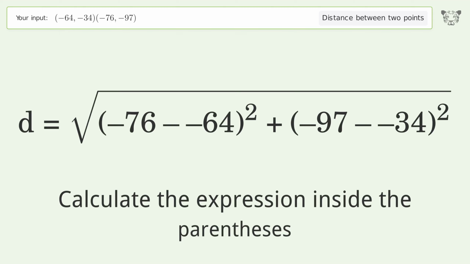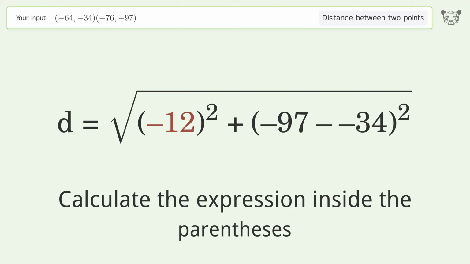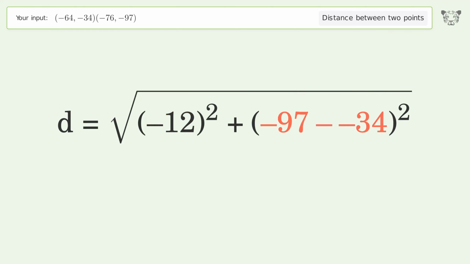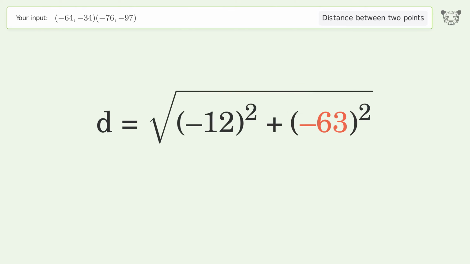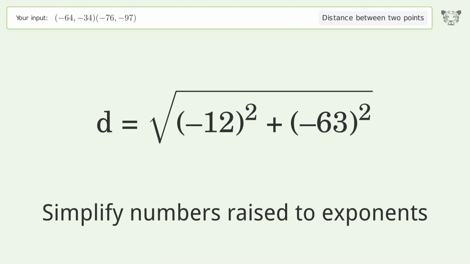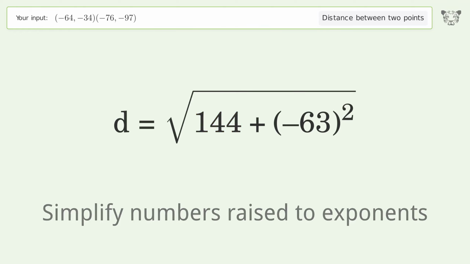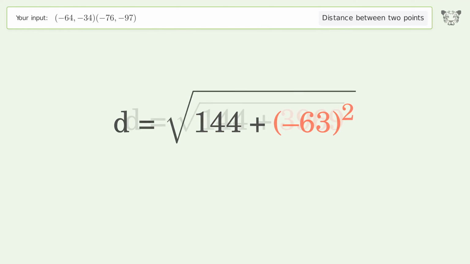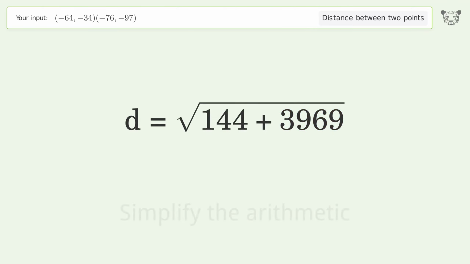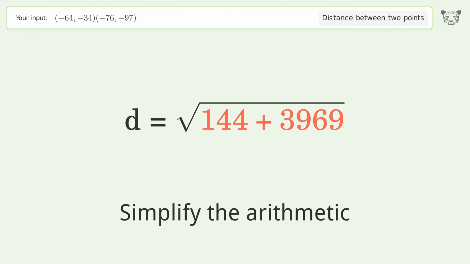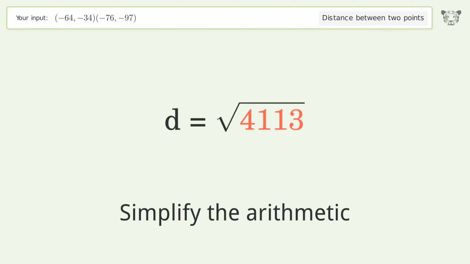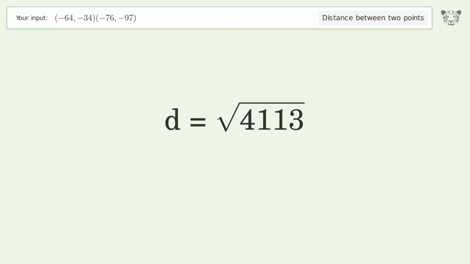Calculate the expression inside the parentheses. Simplify numbers raised to exponents. Simplify the arithmetic. And so the distance between the 2 points is the square root of 4113, or 64.133.